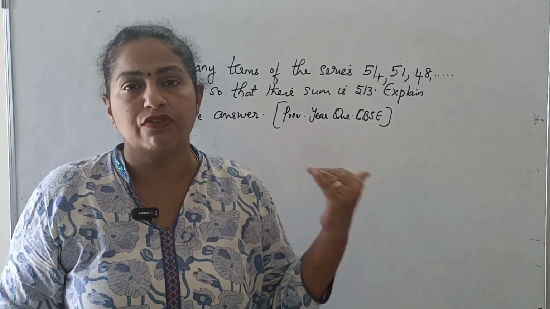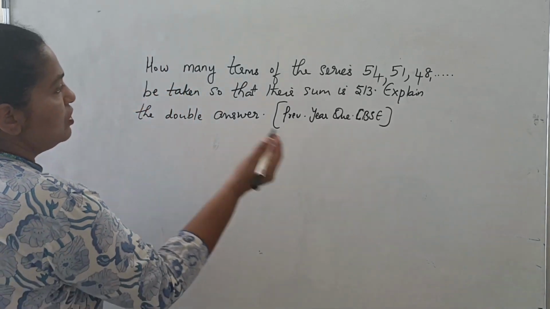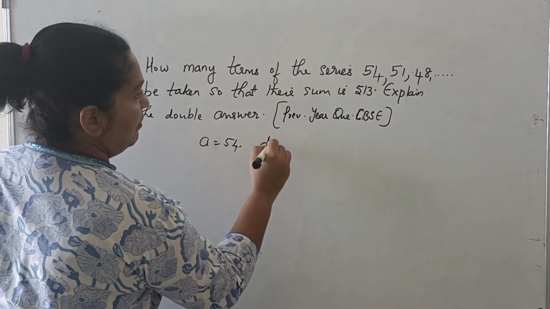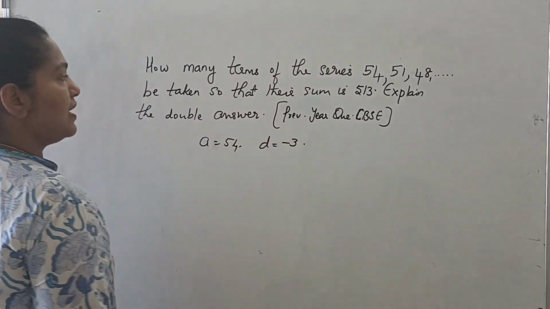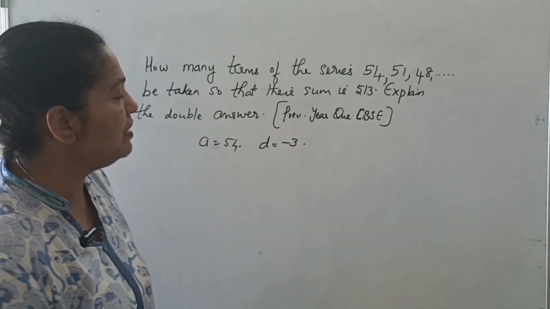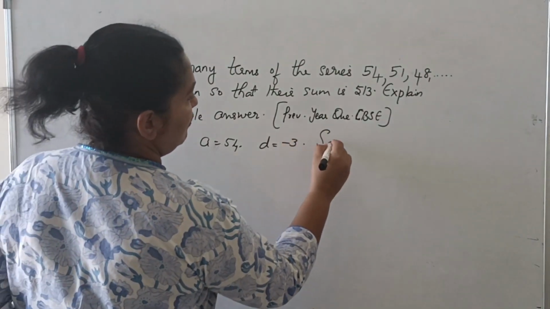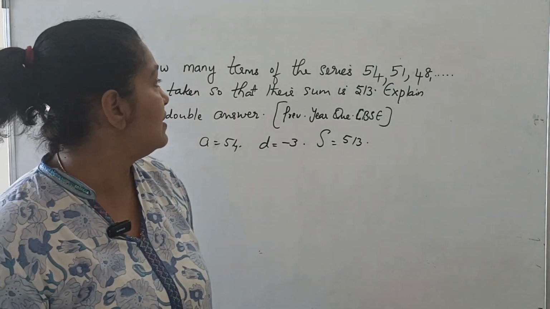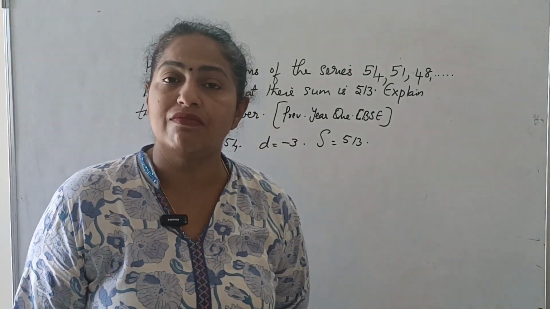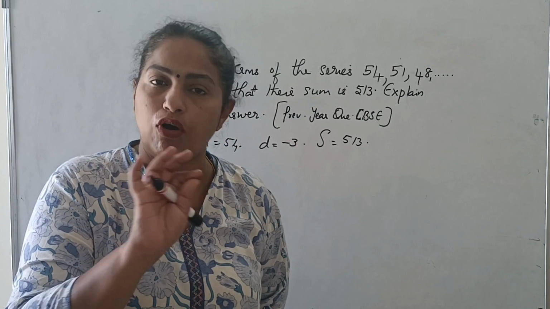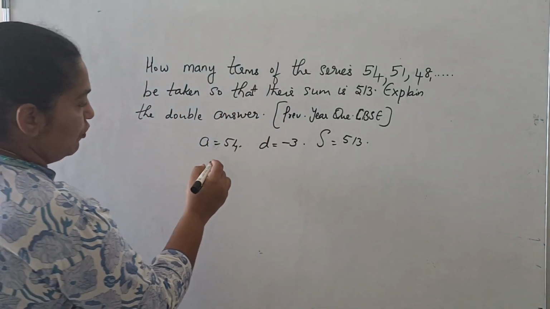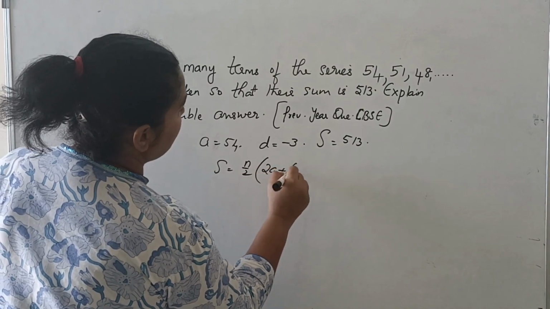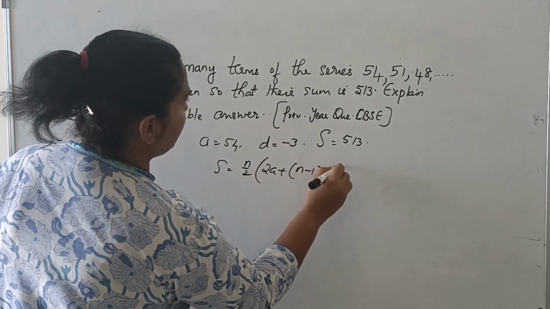Now let us write down what information we are getting from the question. From the series, the first term is a = 54. The common difference is minus 3. The sum is given to be 513. They are asking you to find how many terms, which means we need to find the value of n. So let us write down the formula: S = n by 2 into 2a + (n - 1) d.